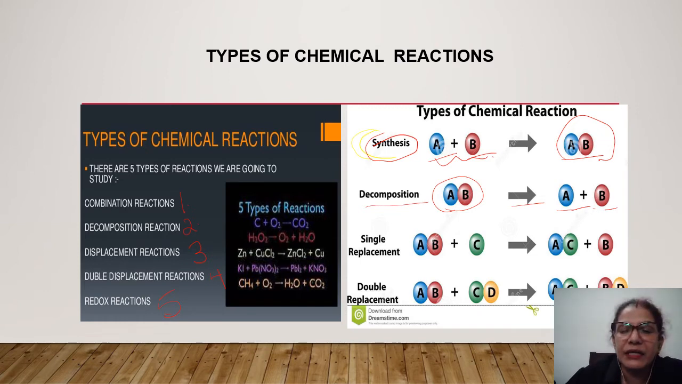Then single replacement or displacement reaction is where there is a change in the places of the elements in the reaction. Double displacement is this same change in places taking place two times. So that becomes a double displacement. Don't worry, we are going to do each and every reaction in detail, and you will be able to understand the concept very well.